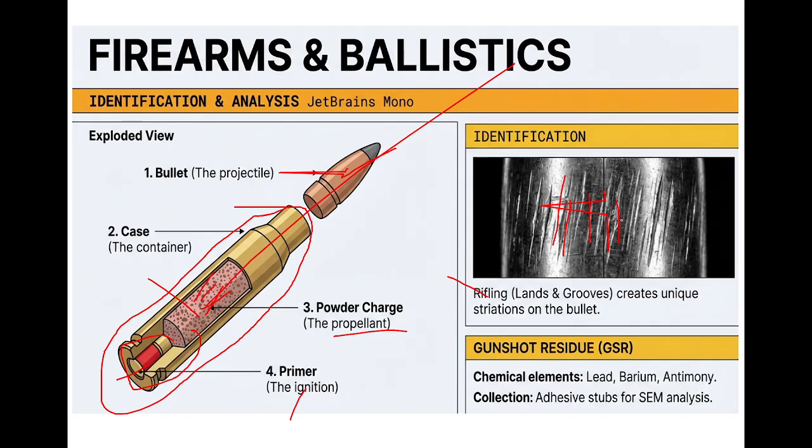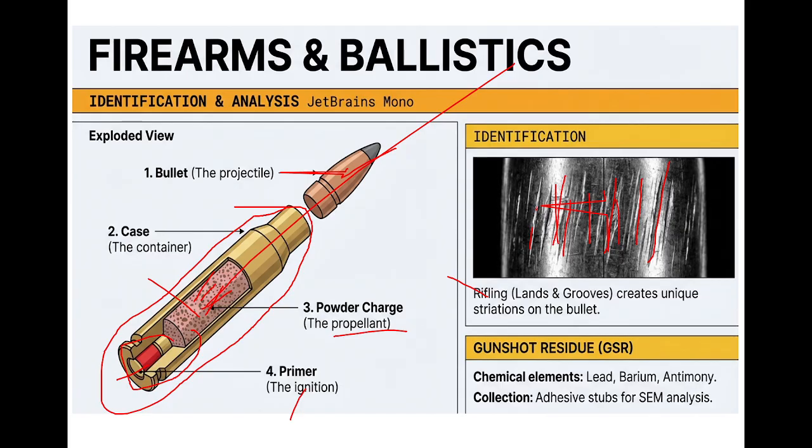Lands and grooves create unique striations on the bullets. Striations, like I said before. So it leaves different striations on the bullet, and we will match these striations with the guns and with the bullets that we find at the crime scene.